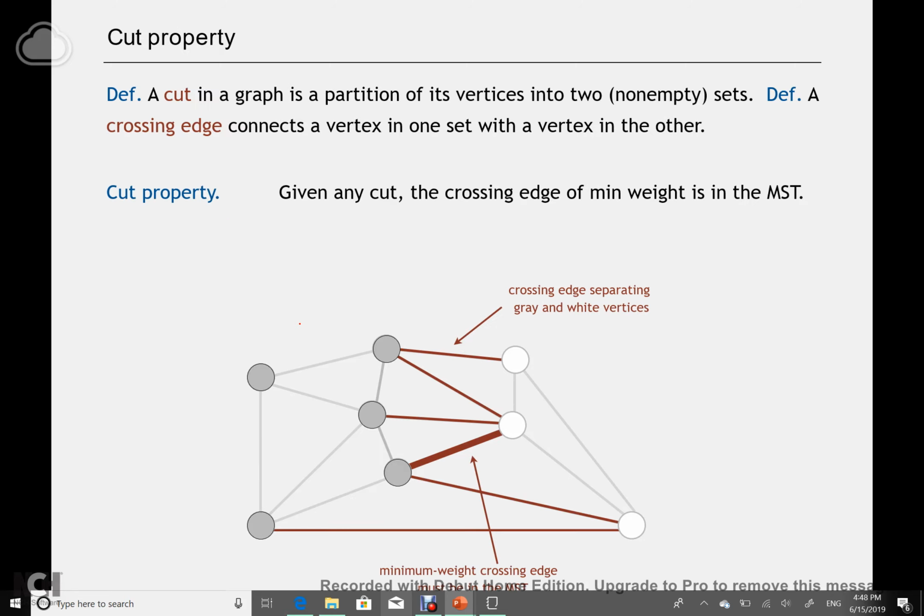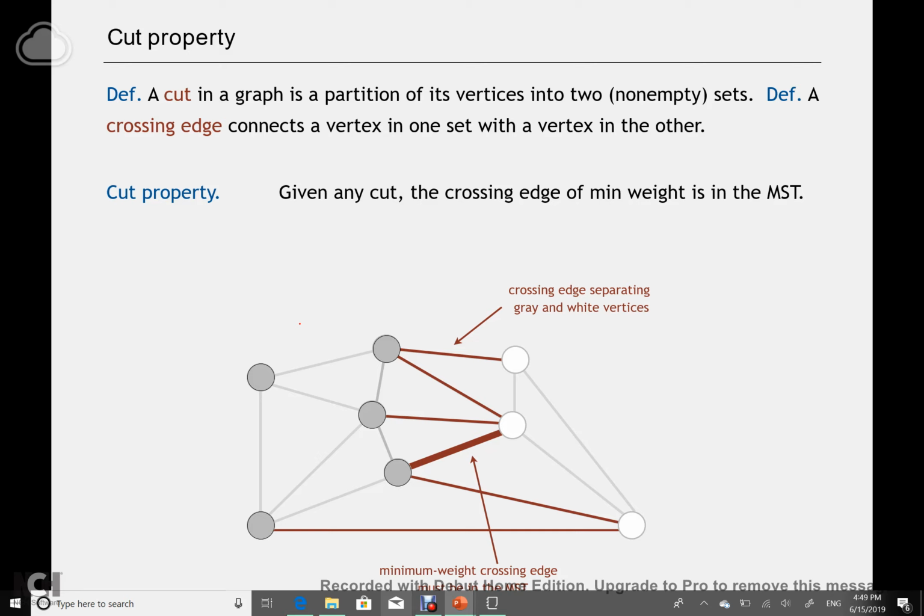Okay, to see this beautiful property, let's first define some terms. A cut in a graph is a partition of all vertices into two non-empty sets. A cross edge connects a vertex in one set with a vertex in the other. Cut property: given any cut, the cross edge of minimum weight is in the minimum spanning tree. This is what we talk about, one of the beautiful properties.